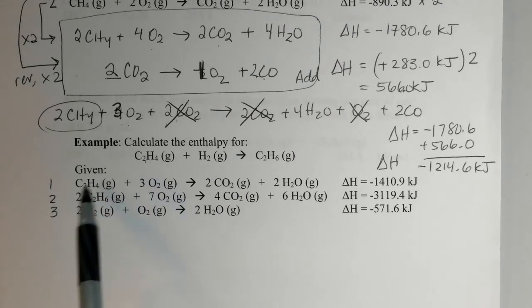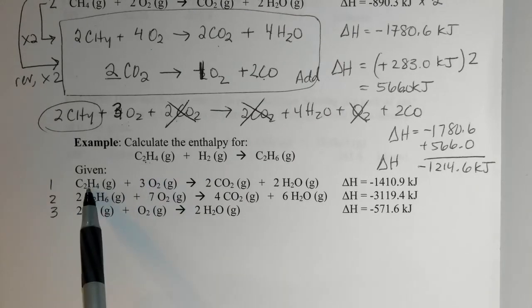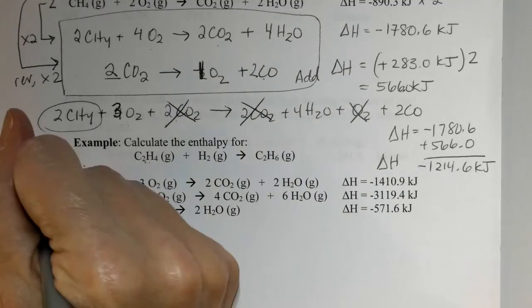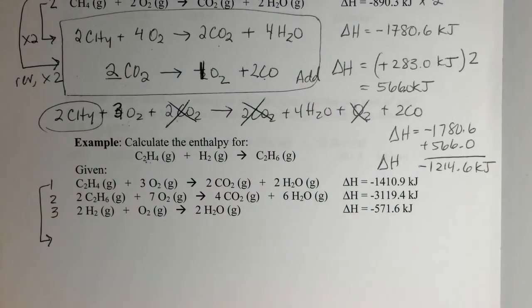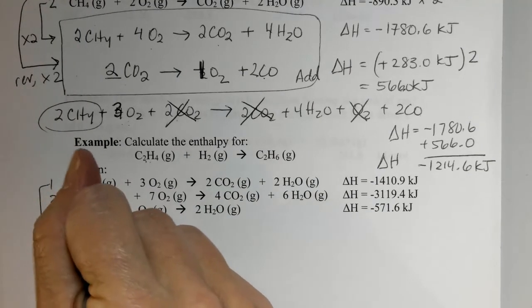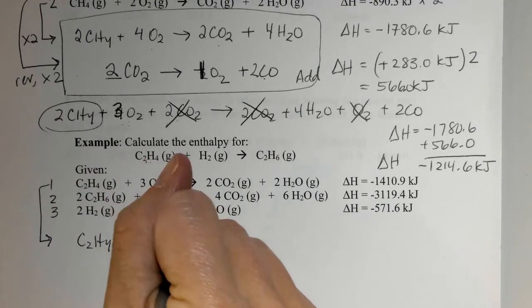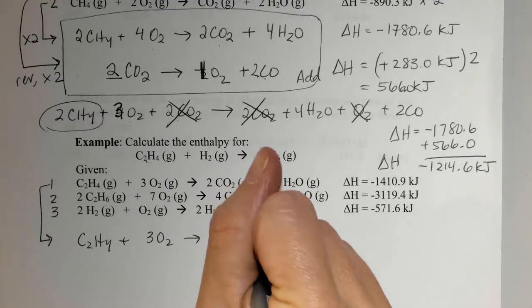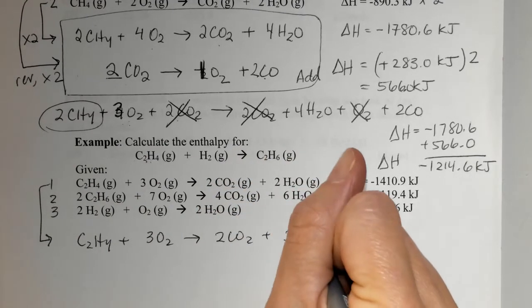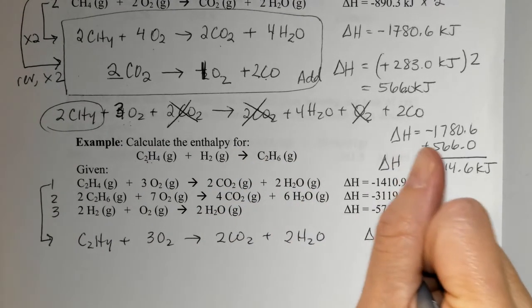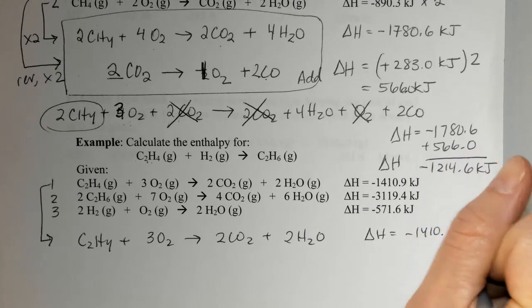What I look at is, is it on the correct side? Yep, it's on the reactant side. Does it have the right coefficient in front? Yes. So reaction 1, no change. I'm just going to rewrite it. C2H4 plus 3 O2s to make 2 carbon dioxides and 2 waters. And that delta H value, negative 1410.9.